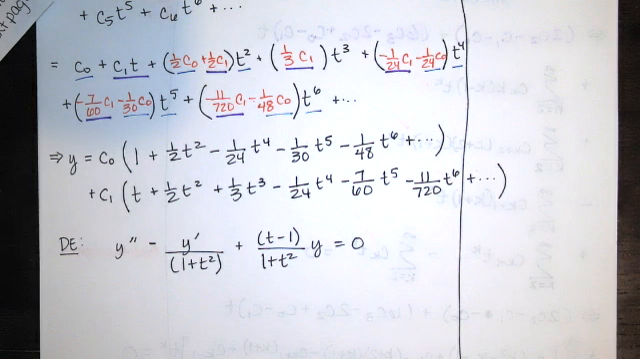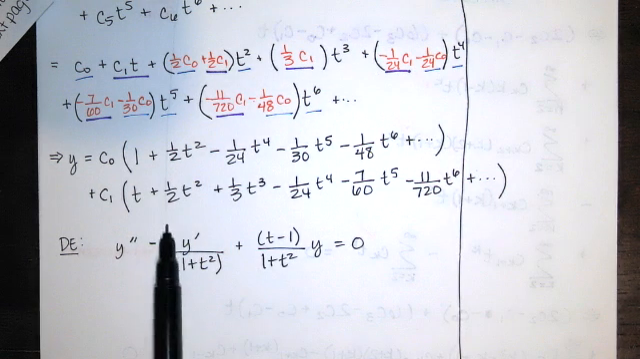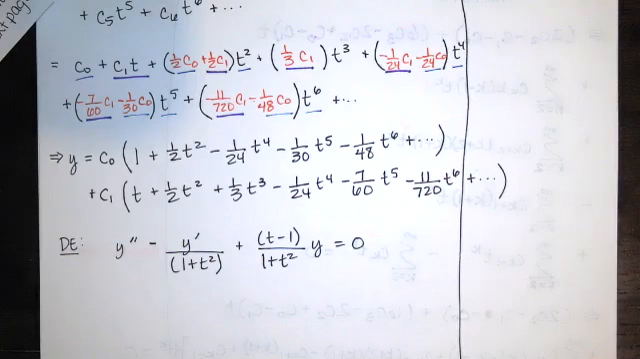Now, in order to determine where these two solutions are guaranteed to converge, we need to look at the coefficient of y prime here and the coefficient of y there, and think about where those are well defined.